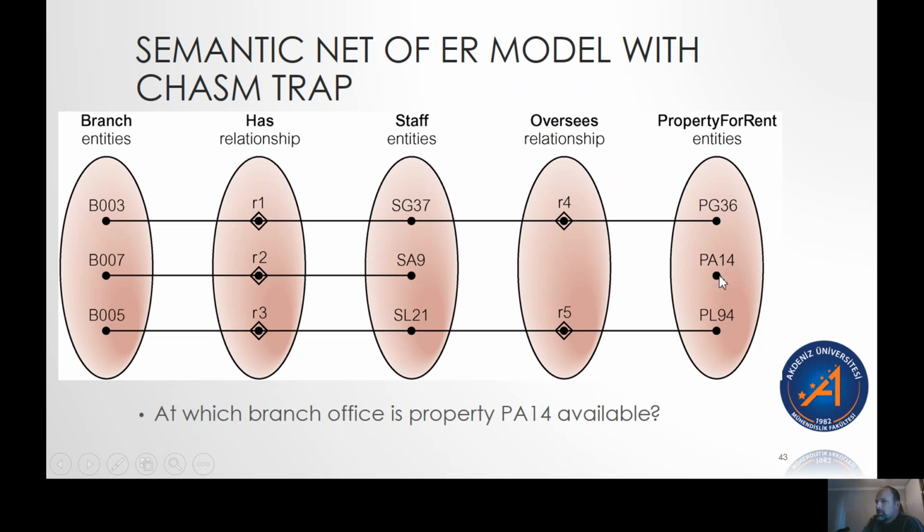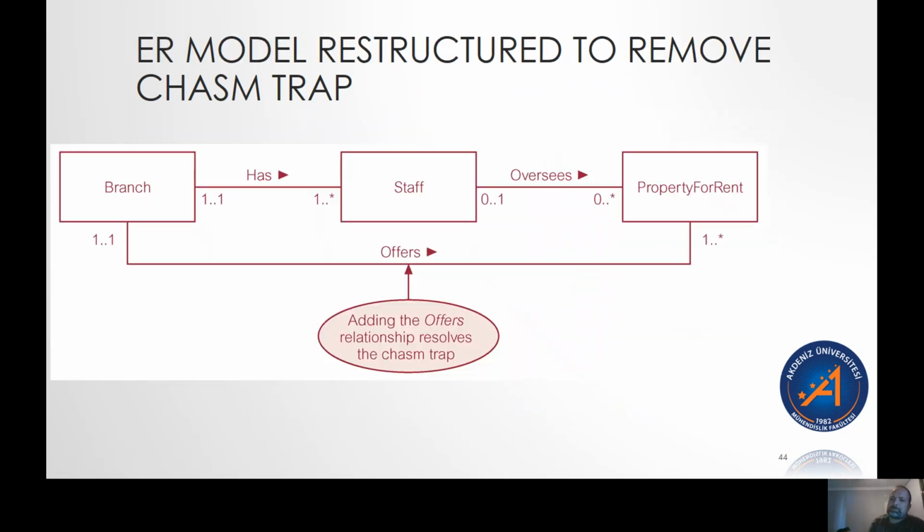It's not being overseen, but it still belongs to a branch. There's still a branch that is keeping track of that property. We just don't know what it is because there's no linking there. There's no relationship here. So unfortunately, we will need to have a second relationship here that tells us which branch offers that property.